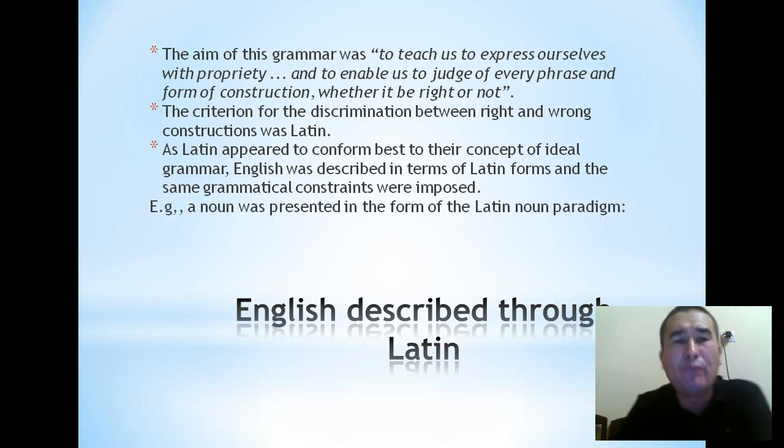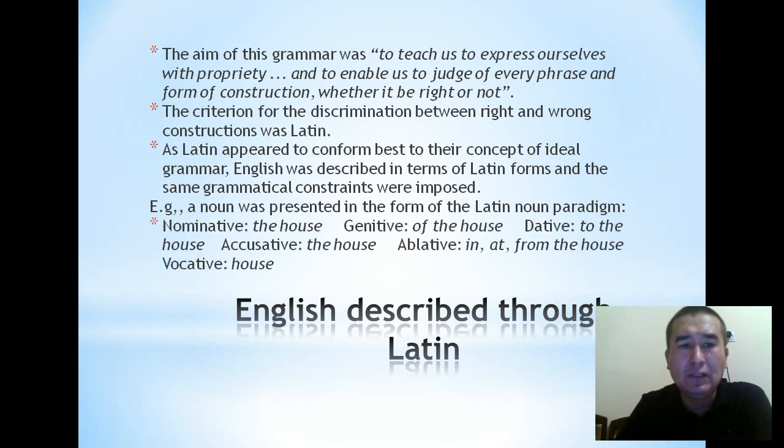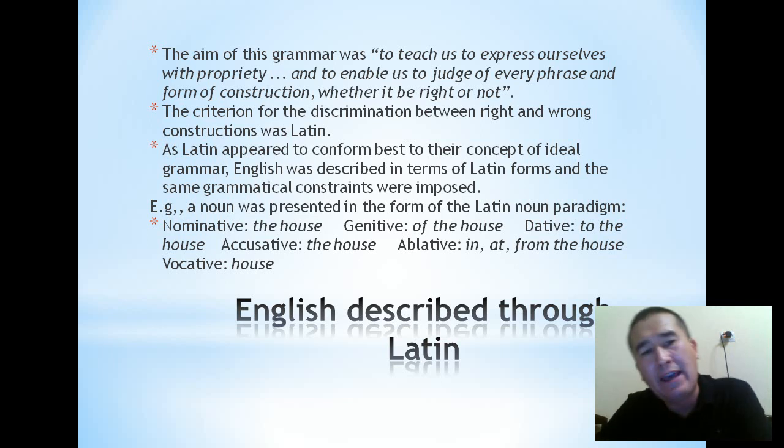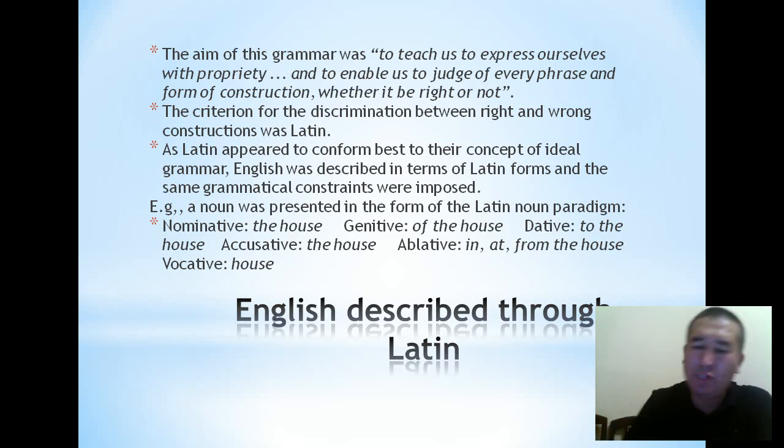For example, a noun was presented in the form of a Latin noun paradigm: nominative, genitive, dative, accusative, ablative, vocative. The Latin language had several cases, while in English we only have two cases nowadays. But it's a controversial problem. We shall see it in our future lectures.